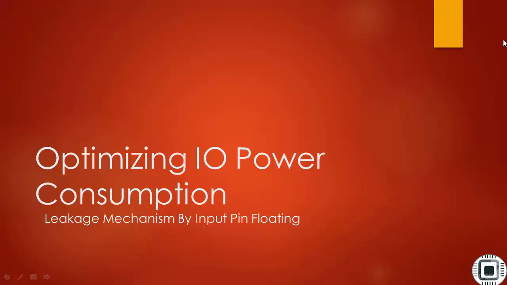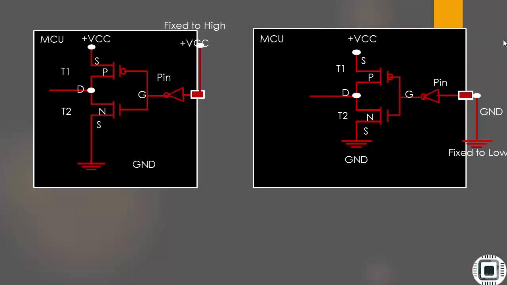As I previously mentioned, if an input pin is floating, it may result in leakage current from VCC to the ground. In this video, let's see how that could happen. First, let's take the case of an input pin which is not floating but fixed to VCC or ground state.